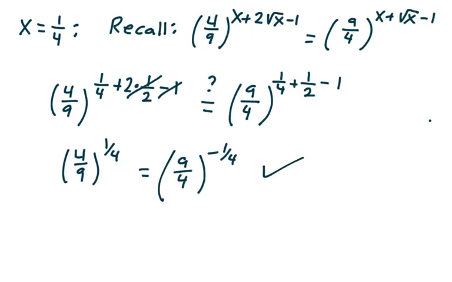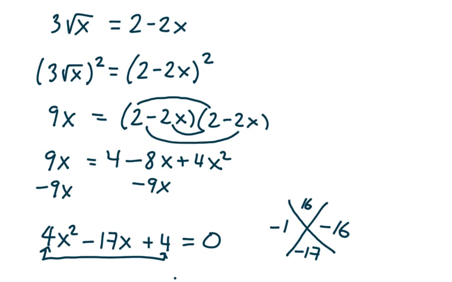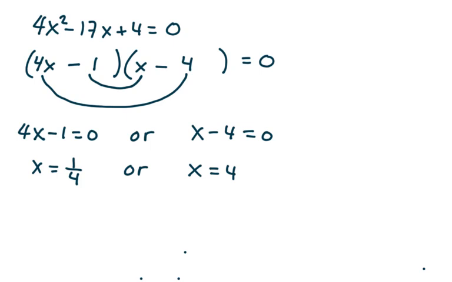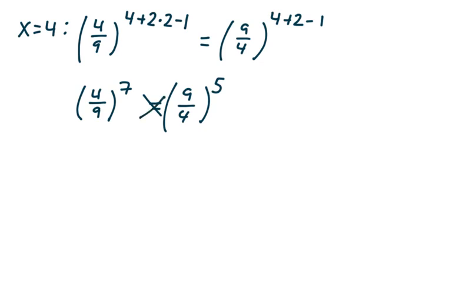So it looks like x equals 1/4 works for this original problem. But if we go back to x equal 4, even if you go back up here, 3 times 2 is 6, but 2 minus 8 is negative 6. And so that is absolutely not going to work. So x equal 4 is going to get thrown out. So this is not true. And so the answer to this last example is 1/4.